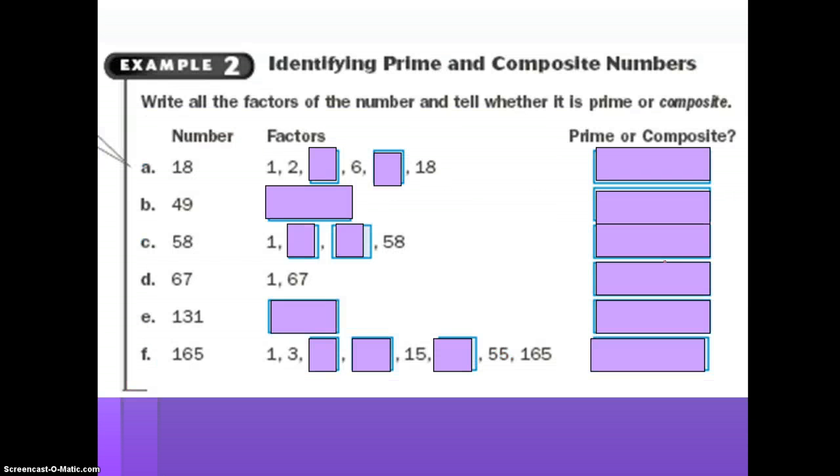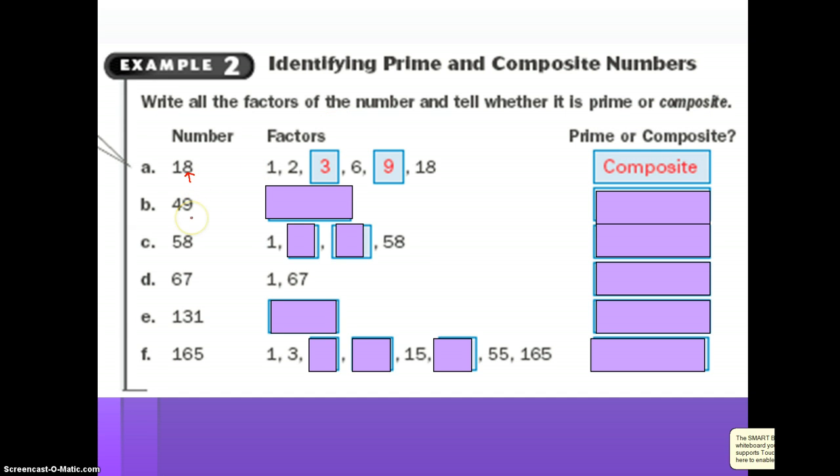We're going to identify the numbers as either prime or composite. So for 18, well, 18 divides by 2 because it's an even number. If it's an even number at the end, it's divisible by 2. So it is. We can list out the factors, but it is definitely composite.